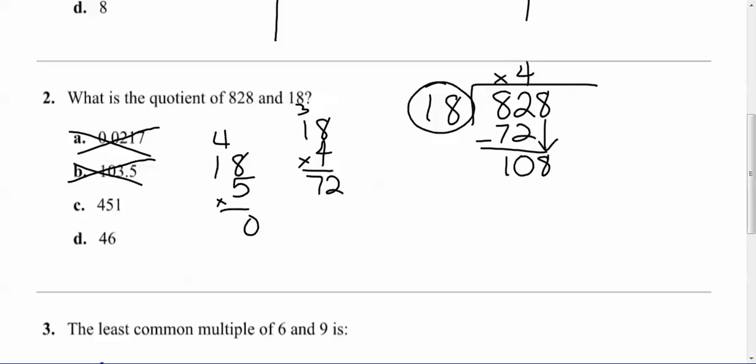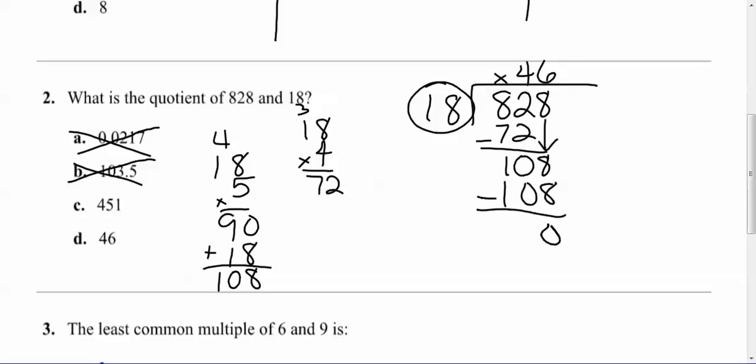That's 40. That's 90, right? Not high enough. Let's see if we can put in another 18 to see if it goes in 6 times. And that's where you would get 108. So we know it's 6 times. So 18 times 6 is 108. You would subtract and get 0. So your answer for question 2 was choice D, 46.